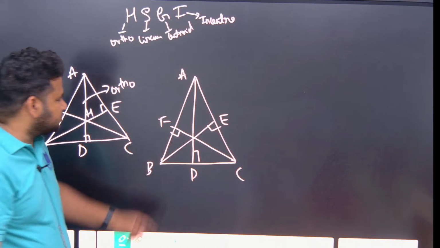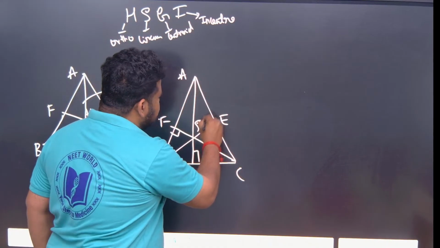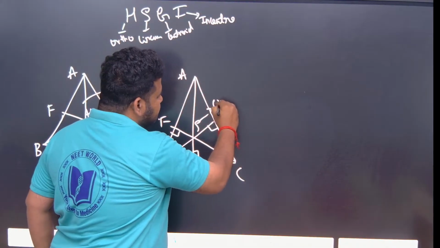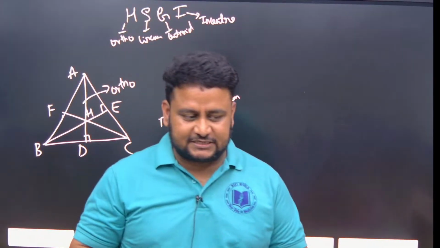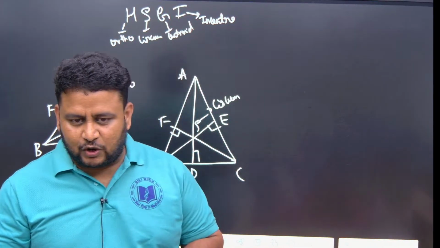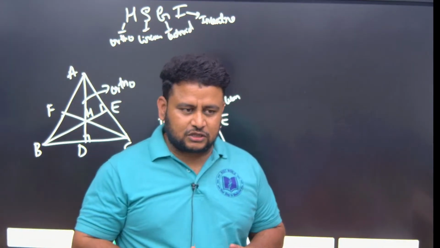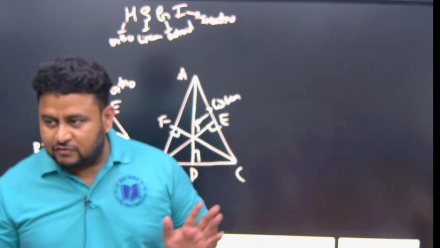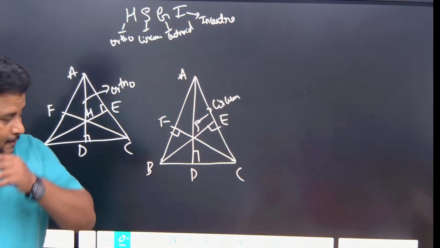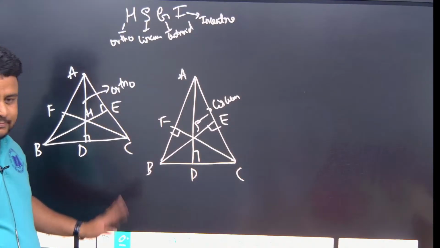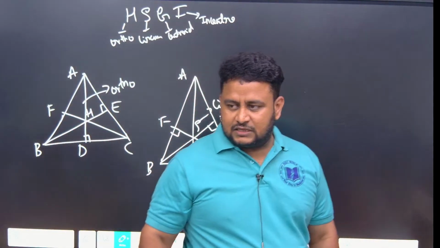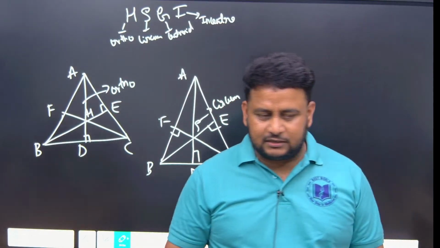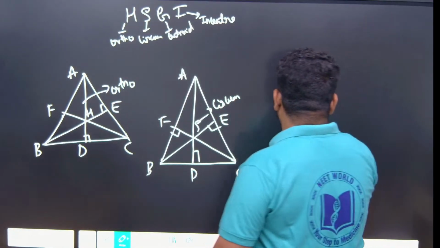So this point is called as what? Circumcenter. Point of intersection of perpendicular bisectors is what? Circumcenter. Point of intersection of altitudes? Orthocenter. Point of intersection of perpendicular bisectors? Circumcenter. Okay. Now we will talk about what? Centroid. Very important. See, centroid.